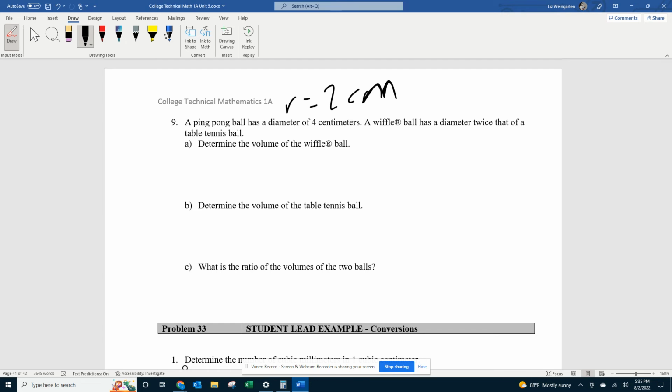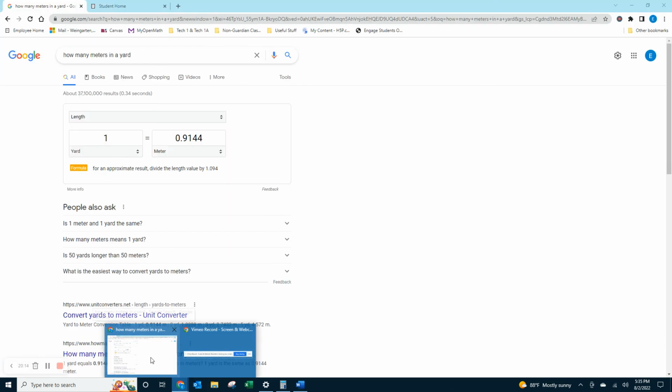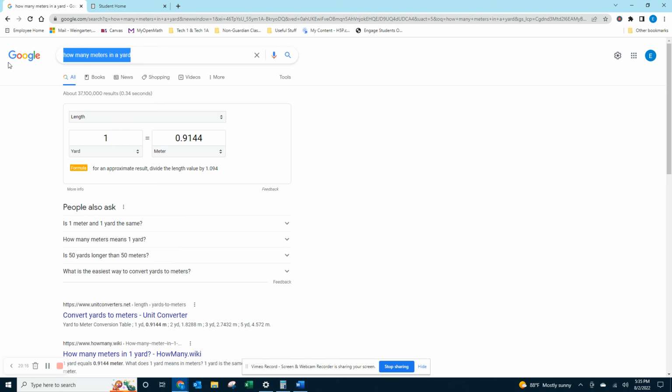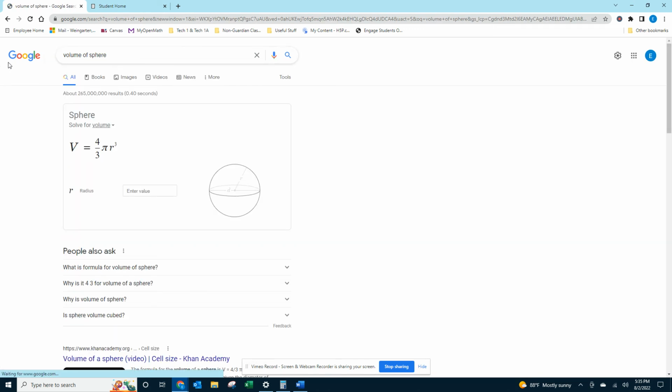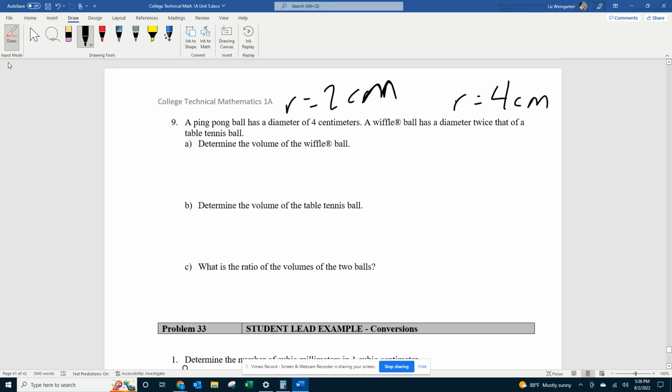A wiffle ball has a diameter of twice of a table tennis ball. A table tennis ball is a ping pong ball. So twice the diameter would be 8 centimeters. So the radius for that is going to be 4 centimeters. Determine the volume of a wiffle ball. So again, as opposed to going back and searching for these formulas, let's look up the volume of a sphere. And it is 4/3 pi r cubed. So that's what we're going to use.